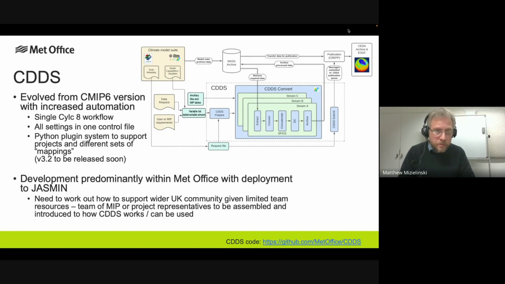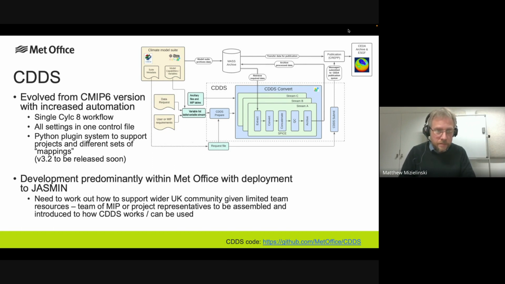This will continue to evolve according to some of the requirements for CMIP7, but we'll have a Python plugin system to support other projects and different sets of mappings, which will be coming in our next release. So other projects should be able to define their own mappings, and users who want to use it for ad hoc work will have the capability to do that. The development has predominantly been within the Met Office, with deployment to JASMIN not as frequent. We need to work out how to support the wider UK community, given our limited resources. So possibly setting up a team of MIP or project representatives to introduce how CDDS works and can be used. And on top of that, add in some drop-in sessions.